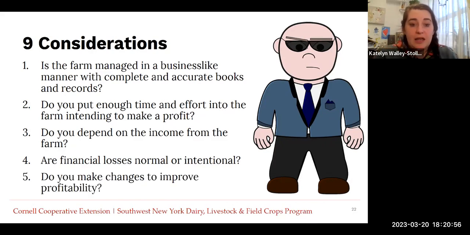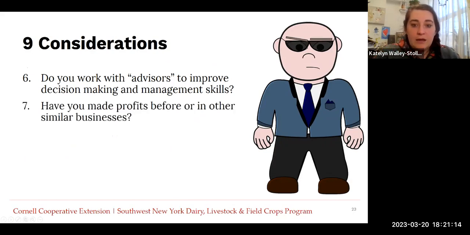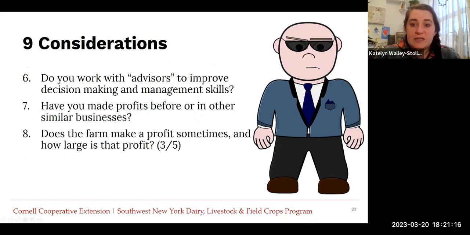If you're currently not making a profit on your farm, are you making changes to improve so that you could be earning a profit? Do you work with advisors, somebody like me, somebody like Amy, somebody like your loan officer, to improve decision-making and management skills? Have you made profits before in other businesses? Does the farm make a profit sometimes? And how large is that profit?